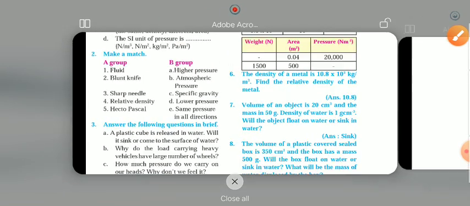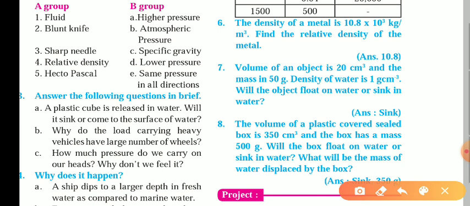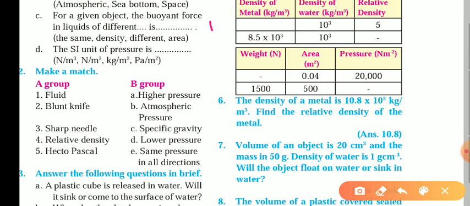Let's go towards question number 6. Question number 6, again the same way. The density of a metal is 10.8 into 10 raised to 3 kg per meter cube. Find the relative density of the metal. What you have to do? You have to solve it like we have done in the table, the same way. Density of the metal they have given, and the relative density of the metal we have to find out.